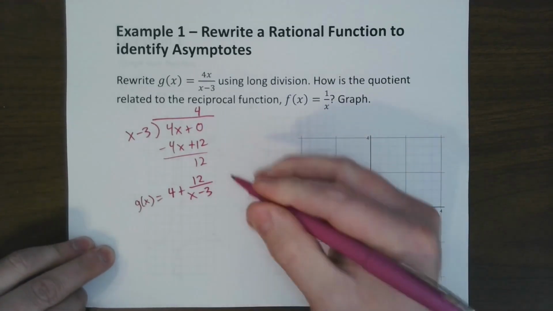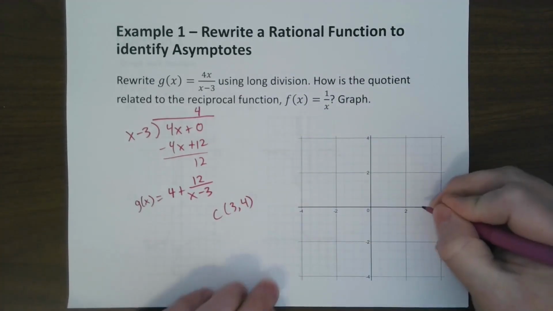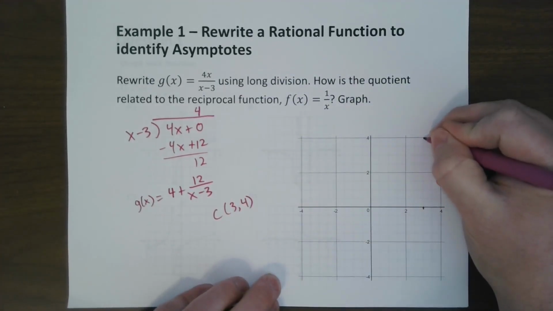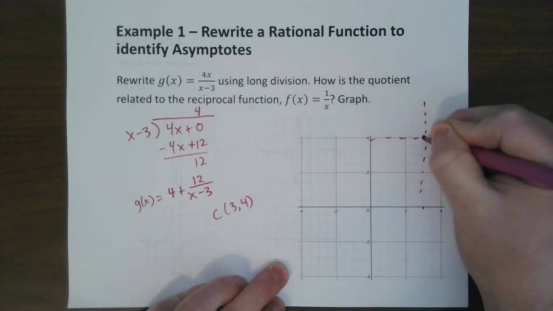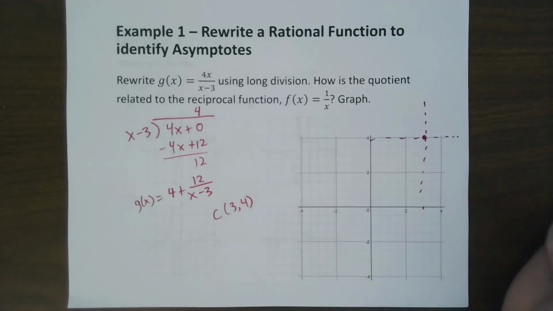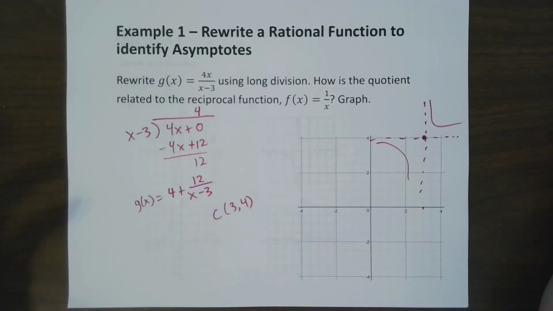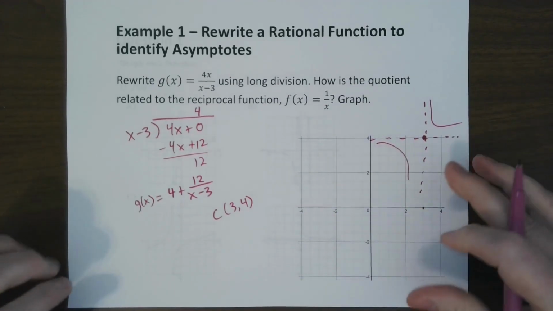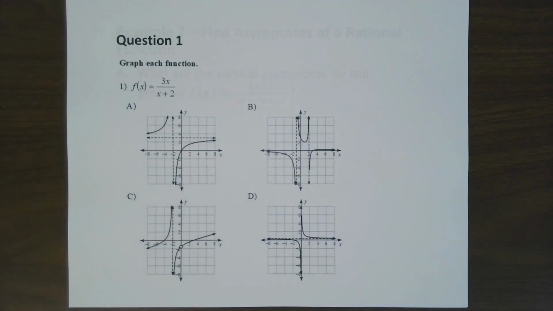So what we can do is just find the center, which is going to be (3, 4). So go to (3, 4). Do your asymptotes. And since 12 is positive, we're going to go low, high. And that's basically how you graph it. It's just a quick sketch, but that is probably the easiest way to graph these. Go ahead and try this problem.